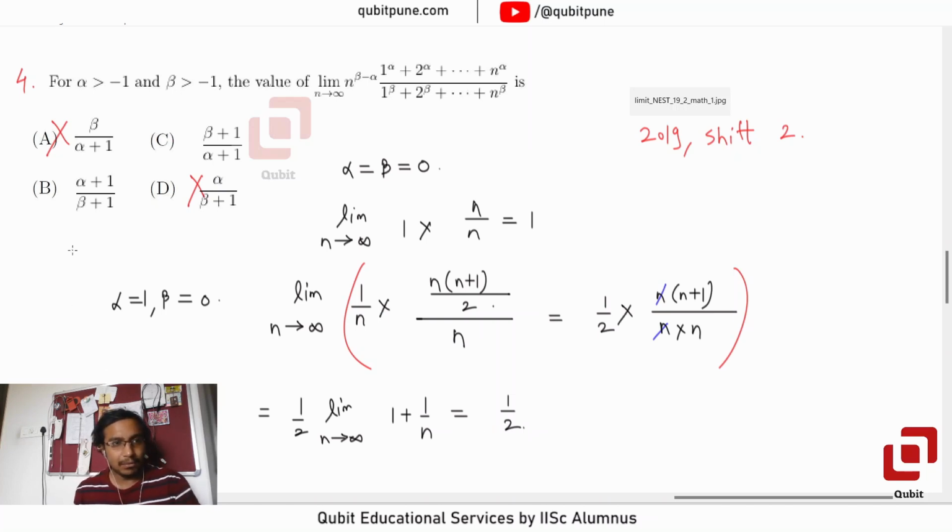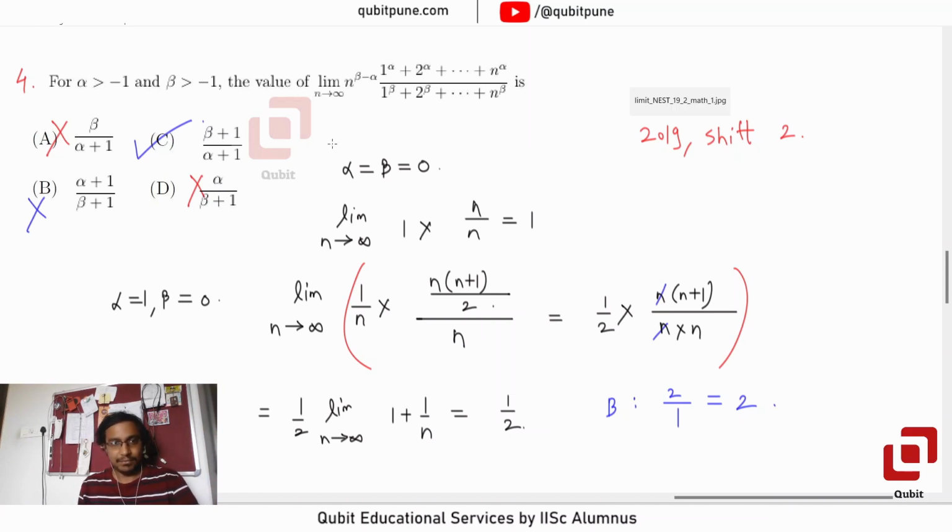Look, what does B give? Alpha plus 1, so 2, beta is 0, so that's 2. So is B right? No, B is not right, so the correct option is C. Okay, this is one way to solve this particular problem.